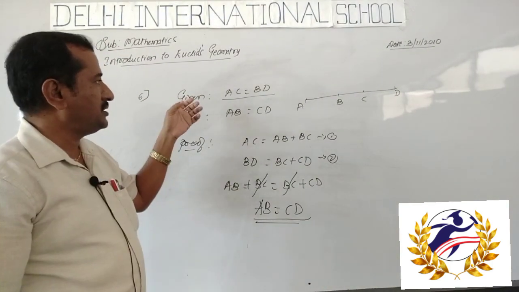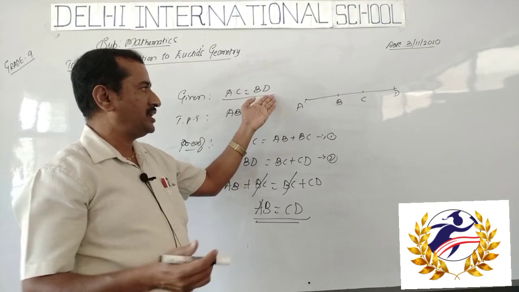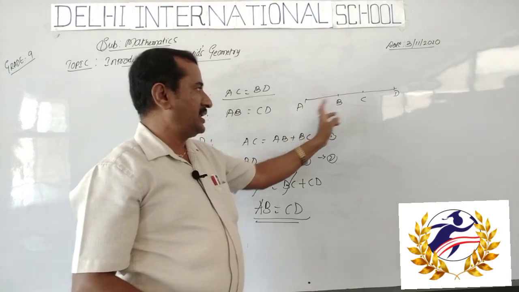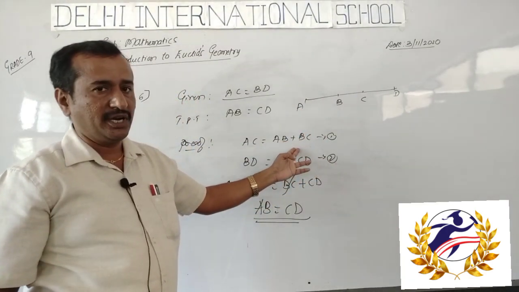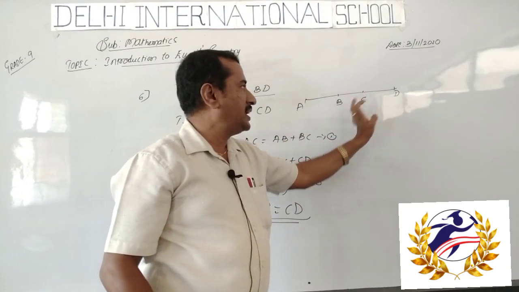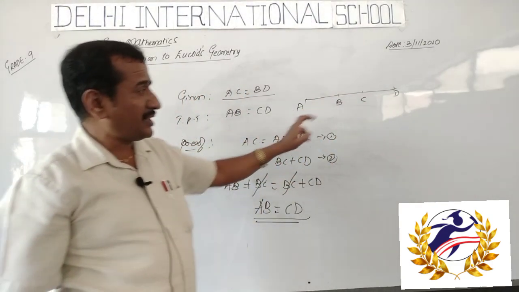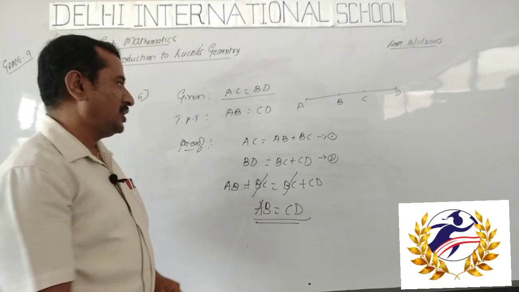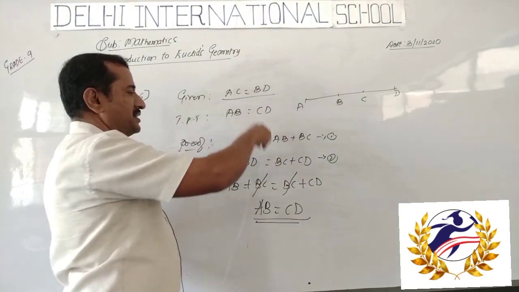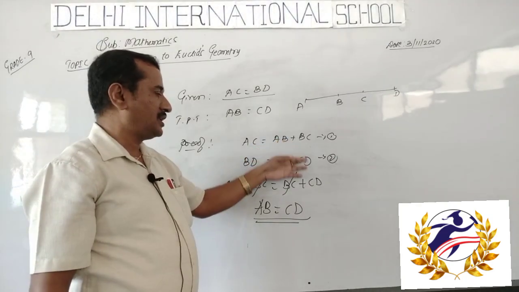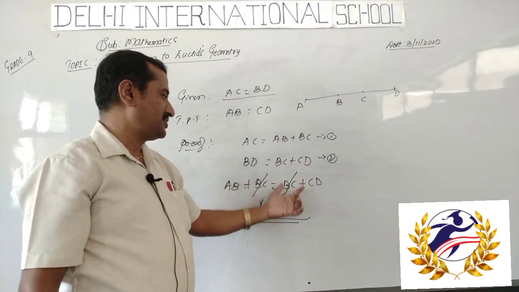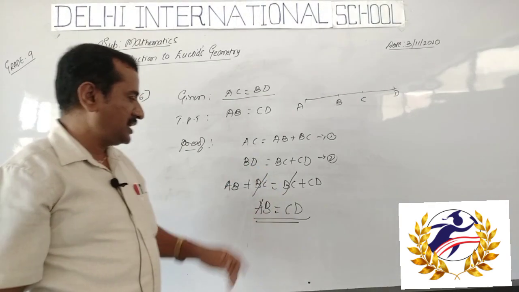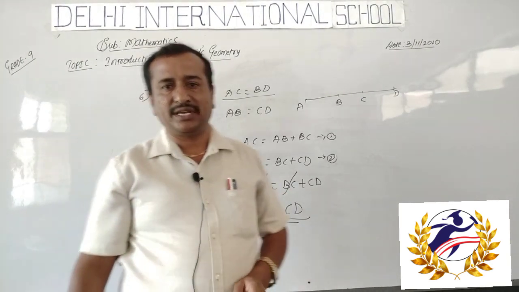See, the question says AC is equal to BD, and we need to prove that AB is equal to CD. From the figure, AC can be written as AB plus BC, call it 1. Similarly, BD can be written as CD plus BC, call it 2. Now, it is given that AC is the same as BD, so 1 becomes equal to 2. Here BC and BC are the same, so they get cancelled. So we are left with AB is equal to CD.